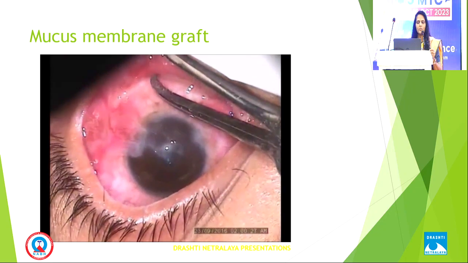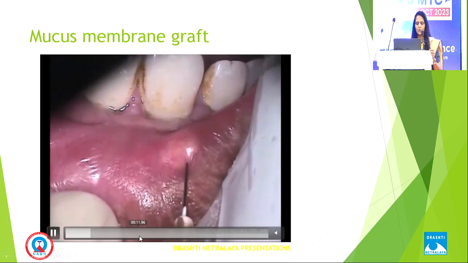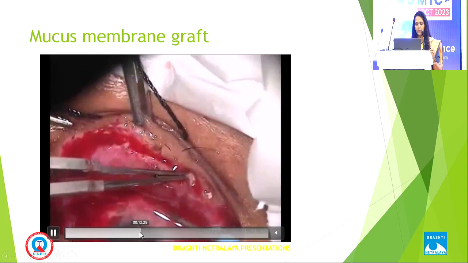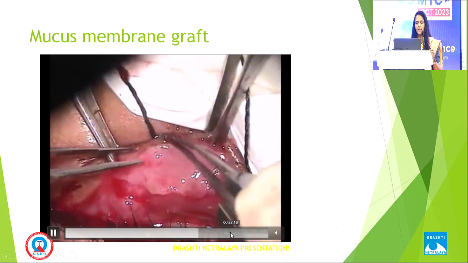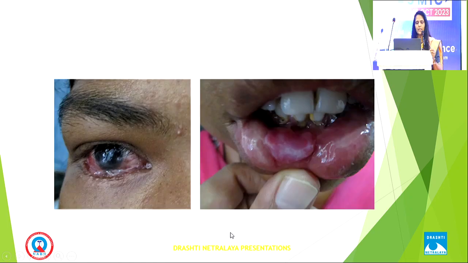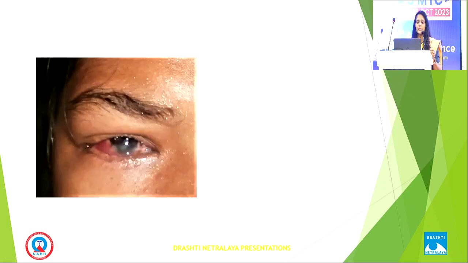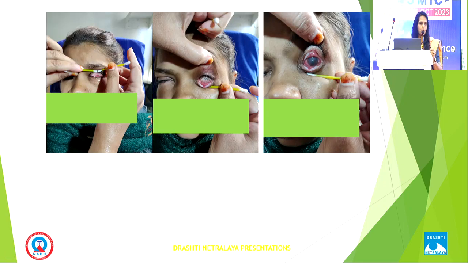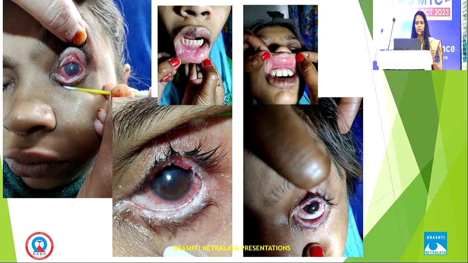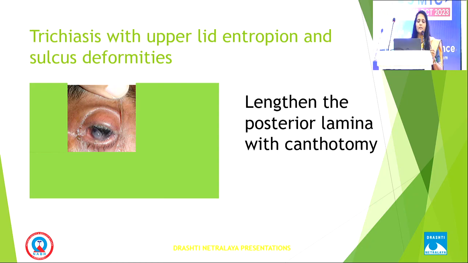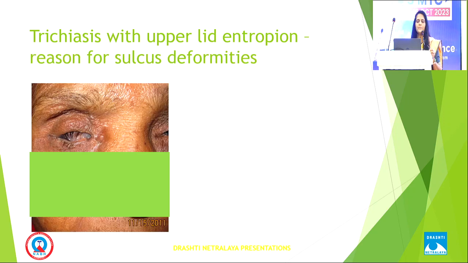Again, sometimes we may have to take a mucous membrane graft. So release all the trichiatic lid, and then take mucous membrane from the mouth and place it on the lid. So that also will take care of the keratinization which had happened due to burns. So in this girl there was lots of keratinization causing corneal opacity, and this is a simple mucous membrane grafting. Sometimes there is lots of entropion with sulcus deformity, so lengthen the posterior lamella with canthotomy.